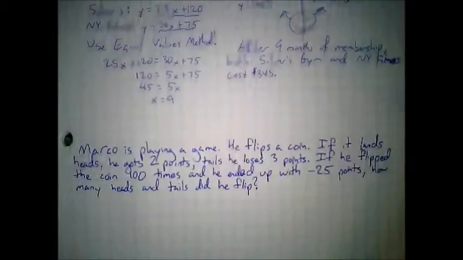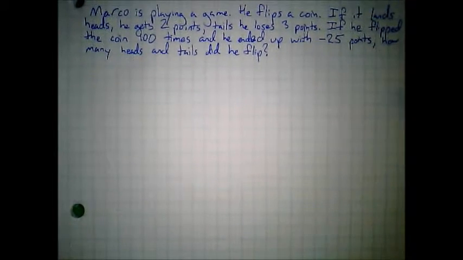Okay, in our last example, Marco is playing a game. He flips a coin. If it lands heads, he gets 2 points. Tails, he loses 3 points. If he flipped the coin 100 times and he ended up with negative 25 points, how many heads and tails did he flip? So take a moment to finish copying this down by pressing pause, and press play when you're ready.